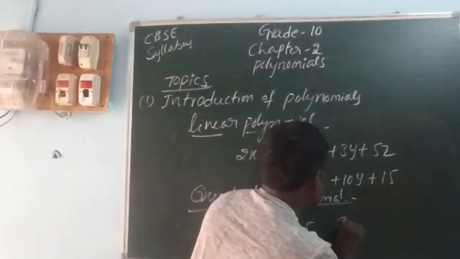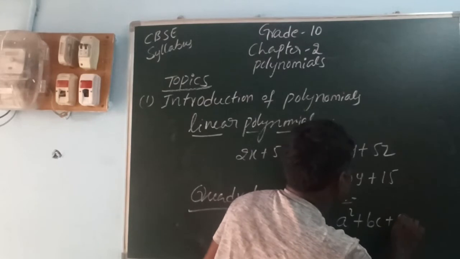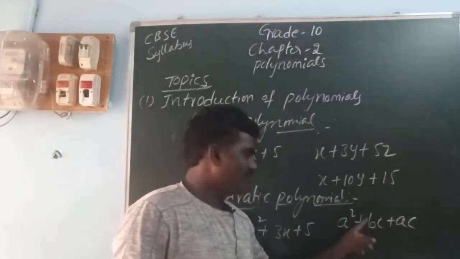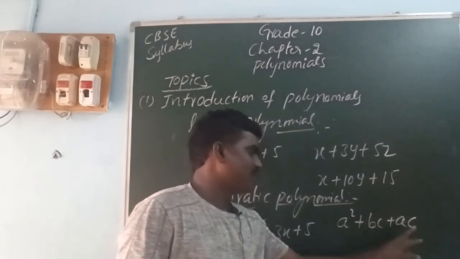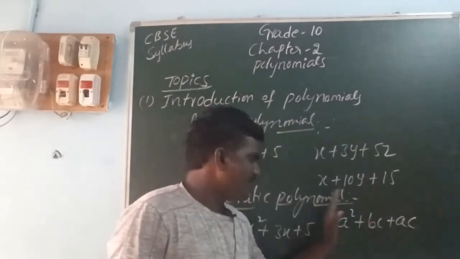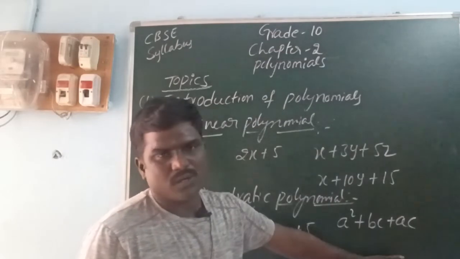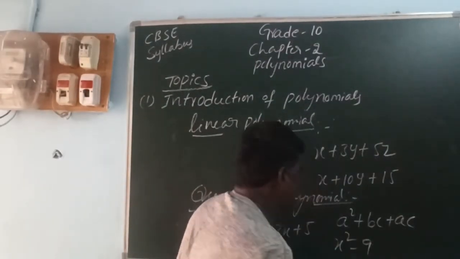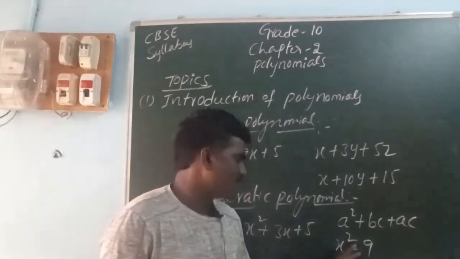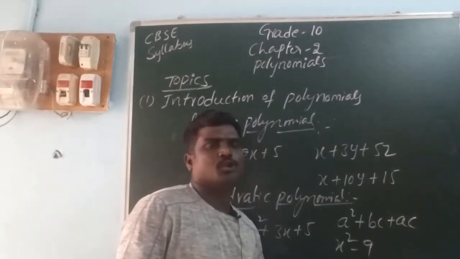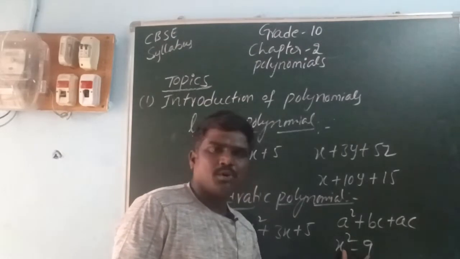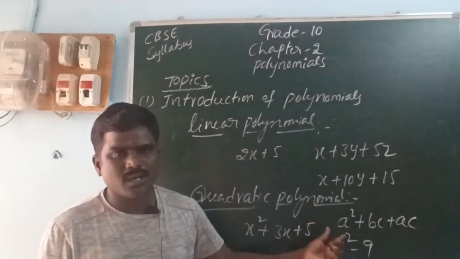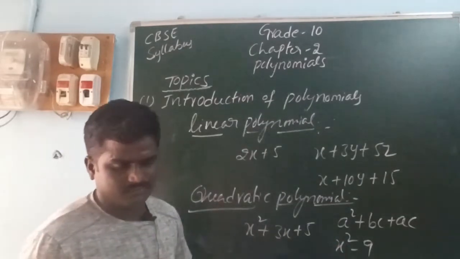For example, you take a square plus bc plus ac. How many terms are there? 3 terms. First term degree is 2, next term is 2, next term is 2. So the highest degree is 2. This polynomial is called a quadratic polynomial. We take another example, x square minus 9. How many terms are there? 2 terms. First term degree is 2, next term is 0. So it is a quadratic polynomial.